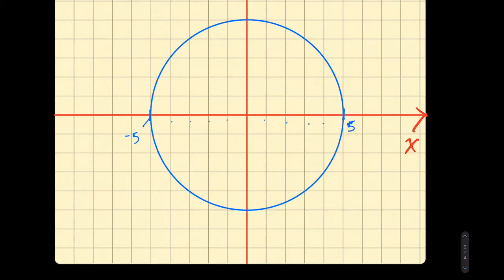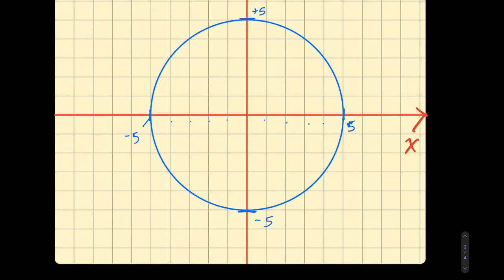+5. And let's just get our y axis here too. So 1, 2, 3, 4, it's +5 here. And we have -5 over here. Okay. So let's look at our domain first, just our x-axis here. We can see that our circle, everything within it lies between -5 and +5, right?